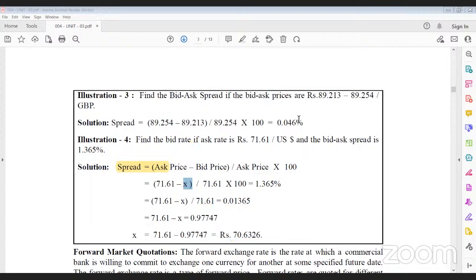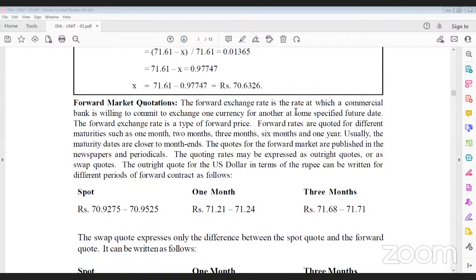Next, forward market quotations. Now, what are forward market quotations? This is a rate at which a commercial bank is willing to commit to exchange one currency with another on a future date. The forward exchange rate is a type of forward price, which we learned in the last class. Forward rates are quoted for different maturities, such as 1 month, 2 months, 3 months, and it can go up to 12 months as well.